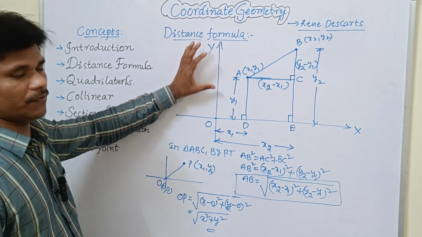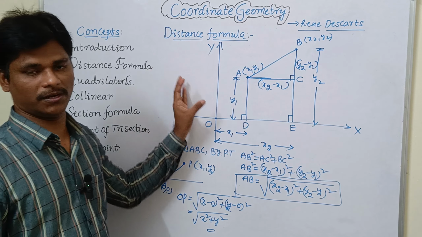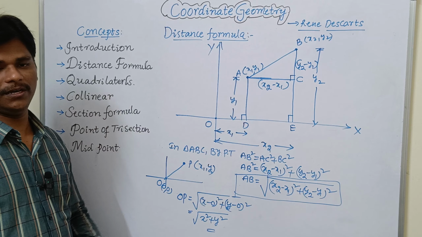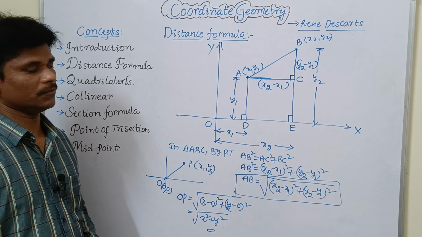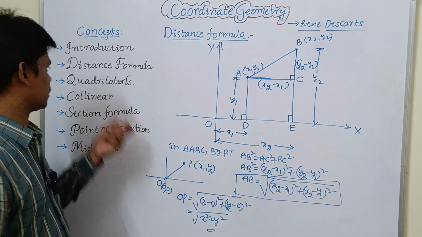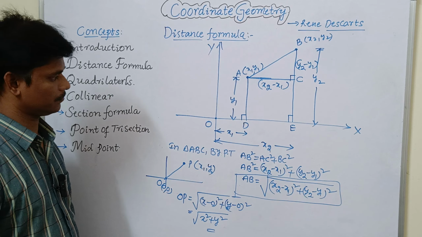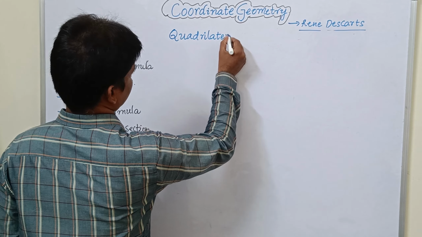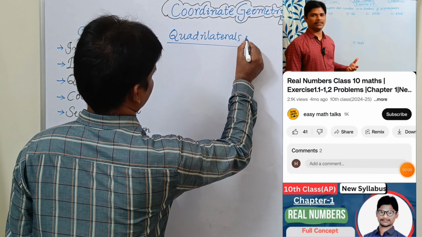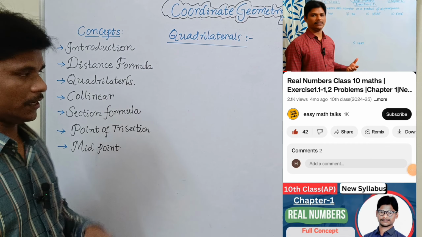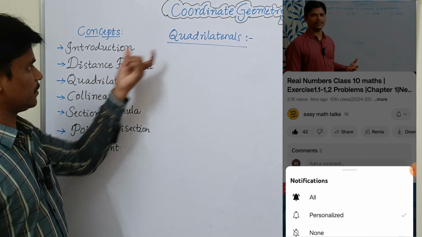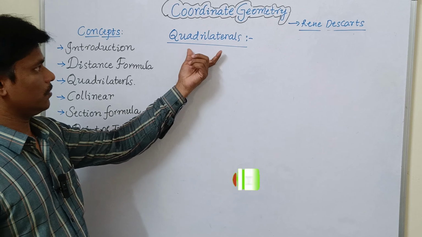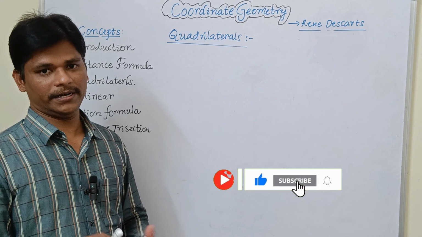Okay, so based on this distance formula, we will discuss some quadrilaterals. What are their properties? How to find the distances? So we will discuss this in quadrilaterals. What is a quadrilateral, and how to apply the distance formula to quadrilaterals? In coordinate geometry, we have to use some quadrilaterals.